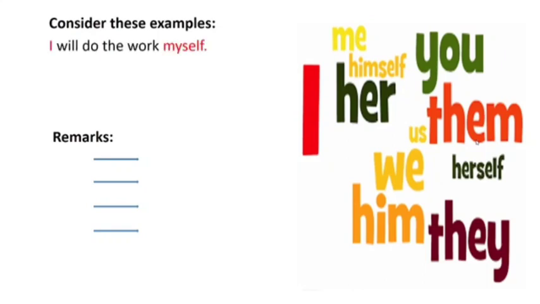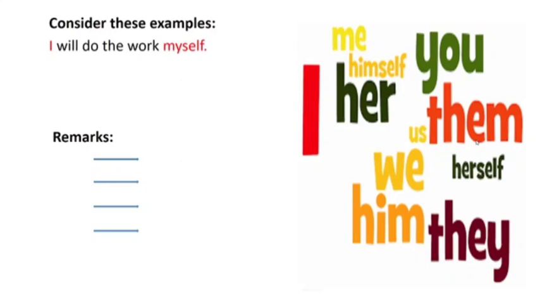So in the example number 1, look at the words in red. You have the pronoun I, subject pronoun, and you have a new one, myself. So let's read the example. I will do the work myself. Myself is called a reflexive pronoun, which means I'll do the work on my own without any help.